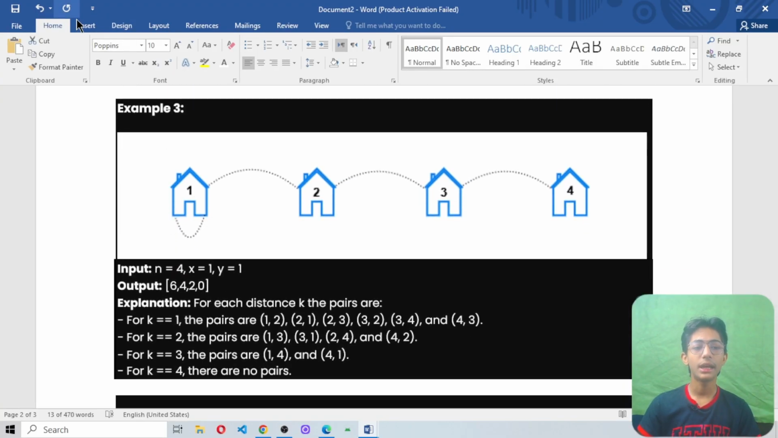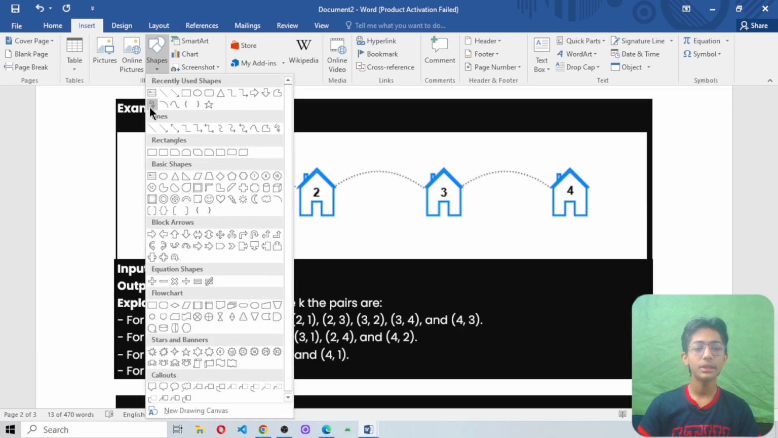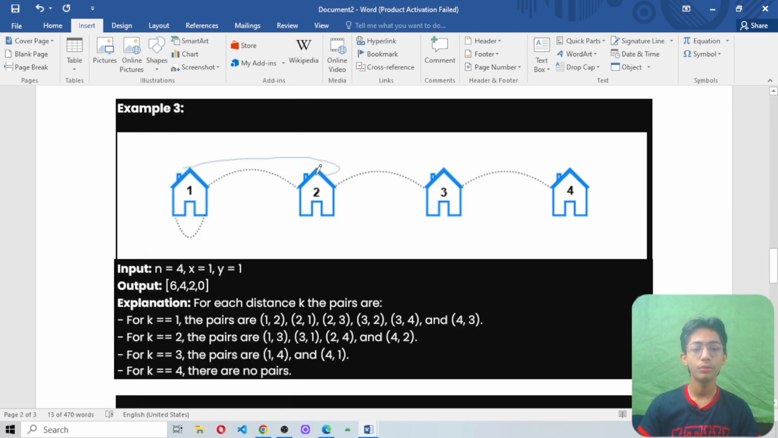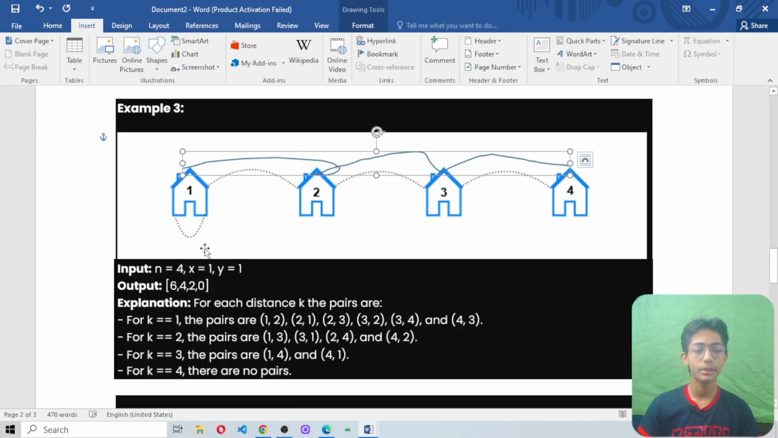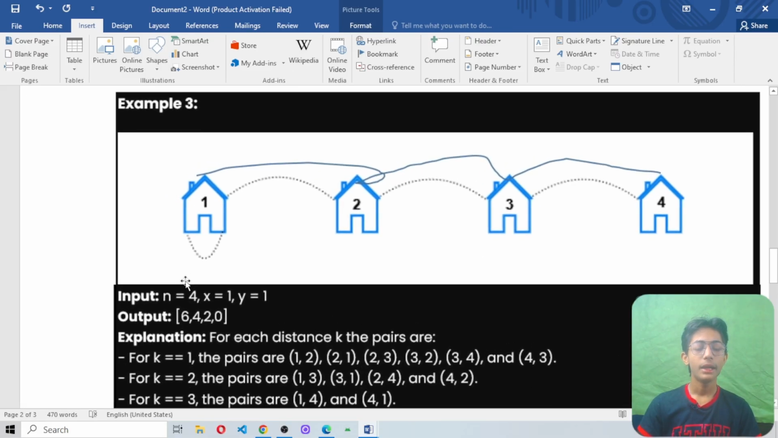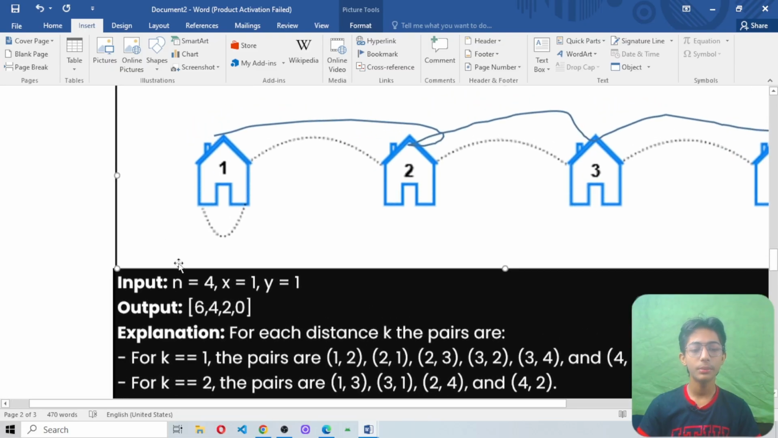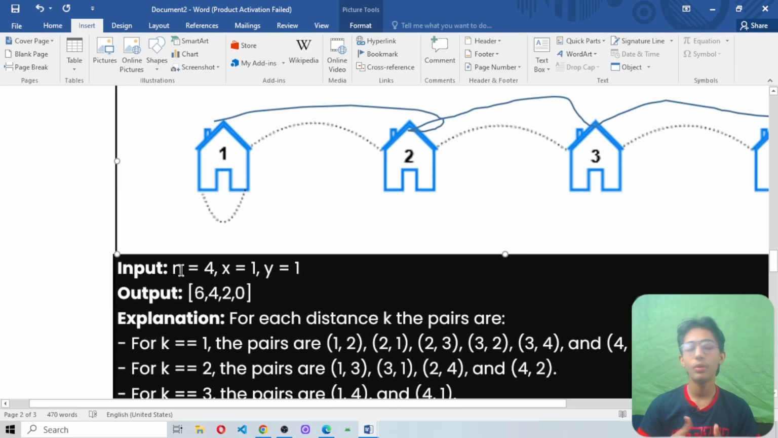If you look at the third example, it looks like this: 1 to 2, 2 to 3, 3 to 4, and then it goes from 1 to 1. Okay, like this. Here you get one integer named n, in which the output is 4, and here you get one more integer named x, in which he wrote 1, and one more integer named y, in which he wrote 1. And the output has been coming 6 4 2 0.